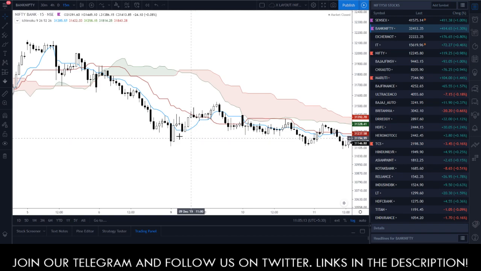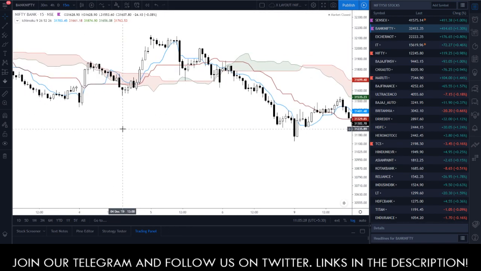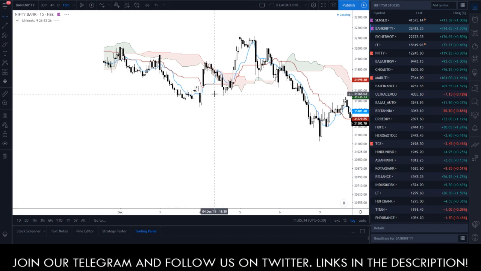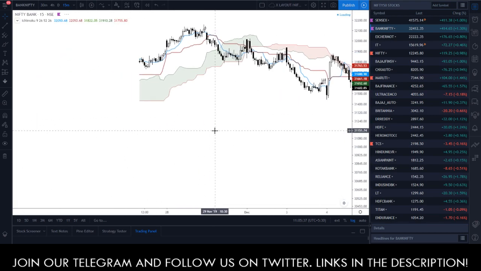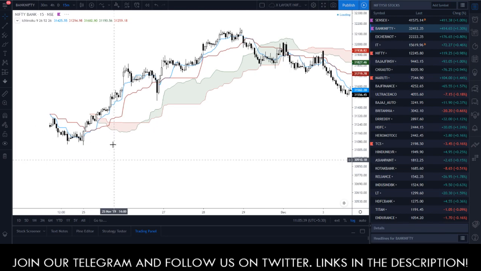So we have a blue line, we have a red line. Red line is baseline, also known as Kijun Sen. Blue line is conversion line, also known as Tenkan Sen, and we have this cloud, right? So now first thing, the Ichimoku cloud is used to check the momentum and the trend of the market. So the first thing you're going to see is if your price action is above the cloud.